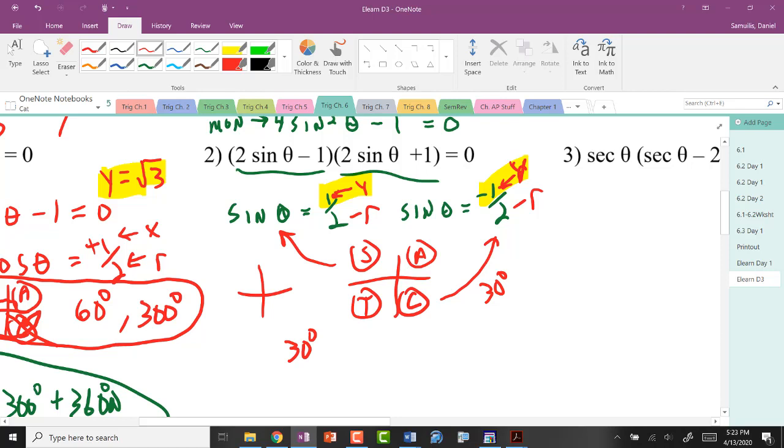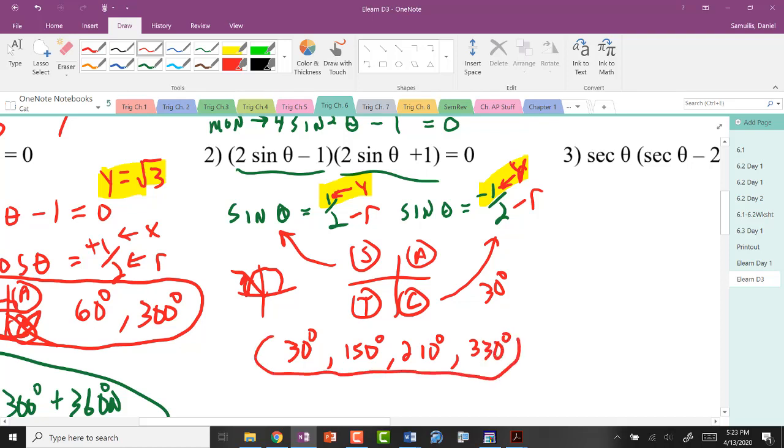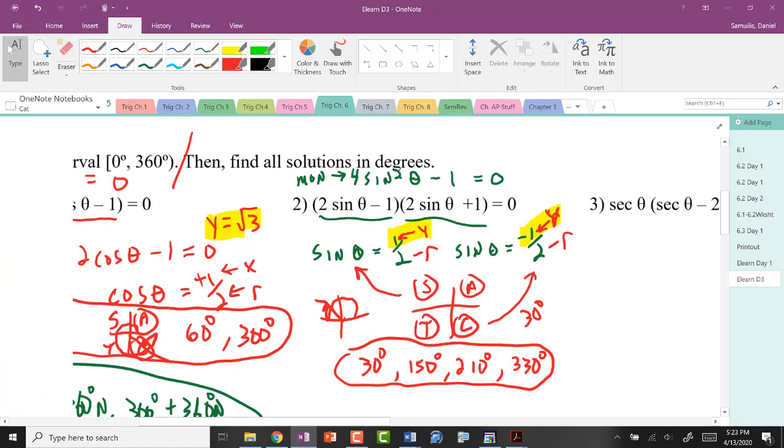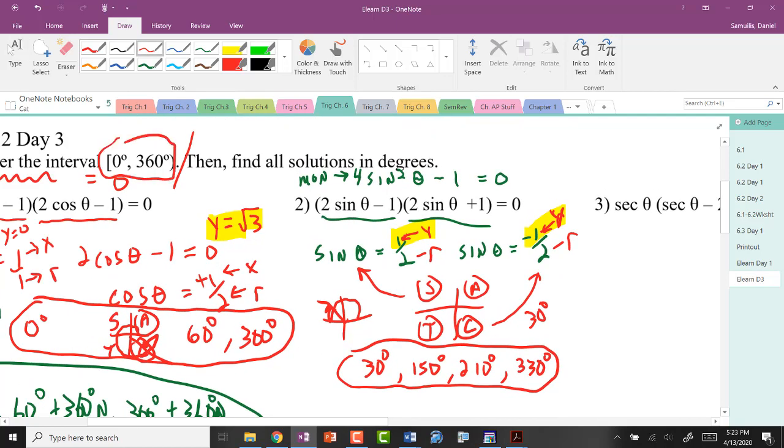30 degrees. Remember, for those that are still challenged on this, there's 180, jump back 30. That's the reference angle. That's 150. Jump forward from 180, 30 degrees, that's 210. Go to 360 and jump backwards, that's 330. So there are all the answers between 0 and 360. That's for this first set of directions.